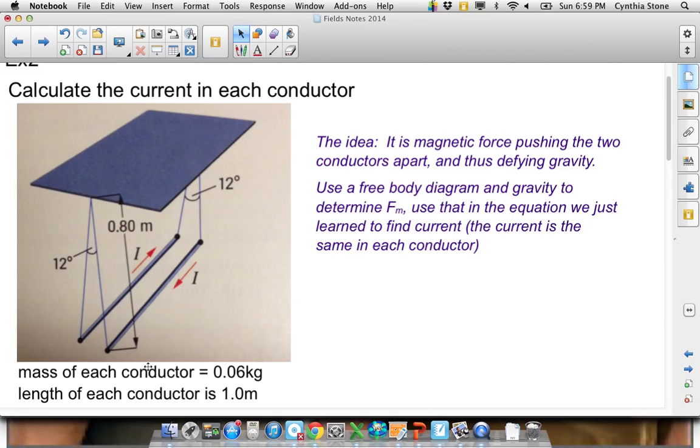And then they would repel each other due to the magnetic force between them, right? And then you would end up with a nice picture like this, and you could solve for the current or something like that. In this case, I think it's current. Yeah, calculate the current in each conductor, right? Because if you know the mass of the little conductors and you know the length of them, you can apply the formulas, and you can combine this with what we did in the Coulomb's Law. Okay? So we're going to use the free body diagram and gravity to determine magnetic force and use that in the equation we just learned for current. Okay?